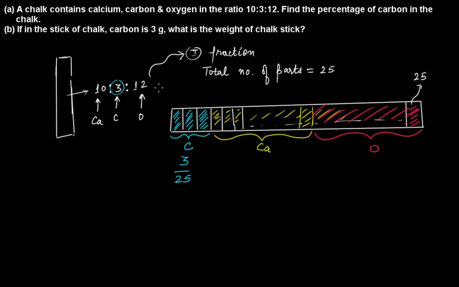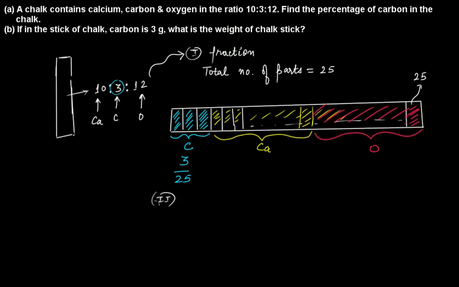First we calculate the total number of parts, and then we can think of it as that this chalk has been divided into 25 equal parts. Out of that 25 equal parts, 3 equal parts are for carbon. So what fraction will it represent? 3 over 25.